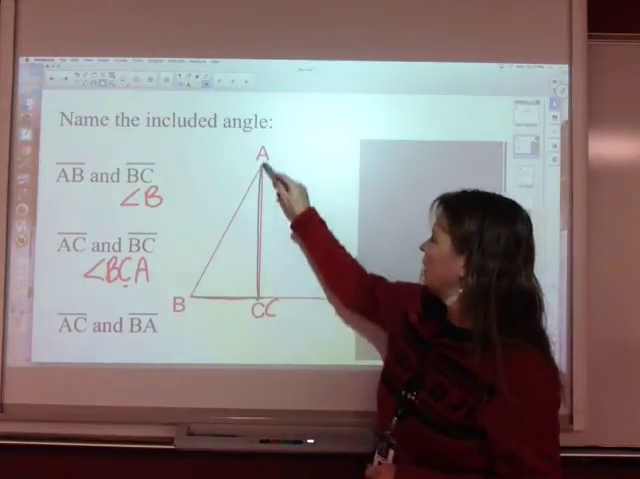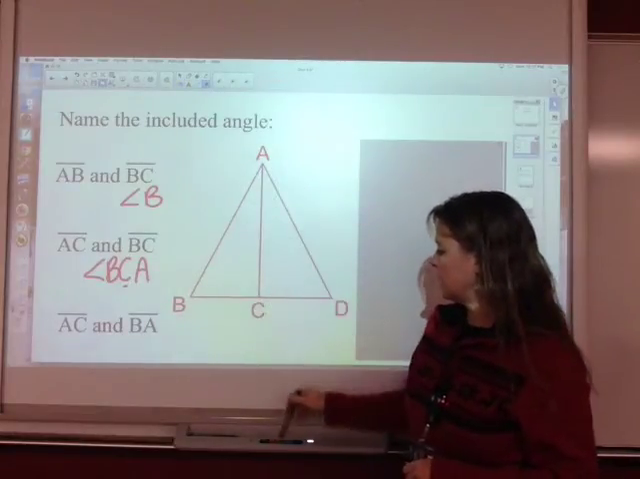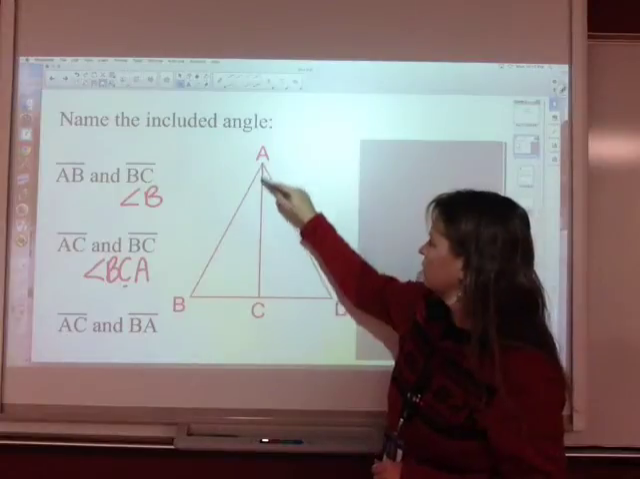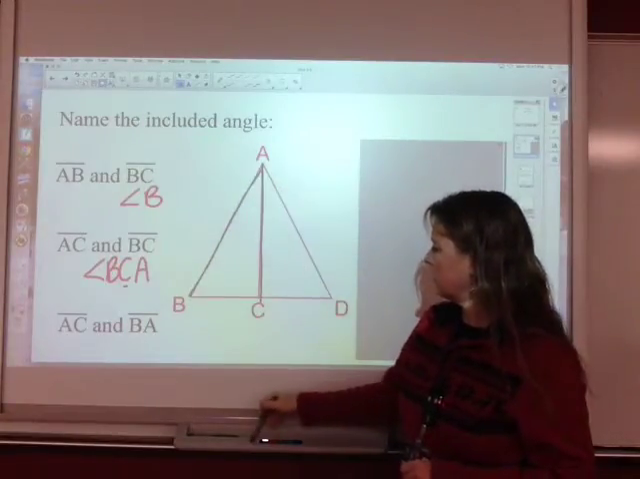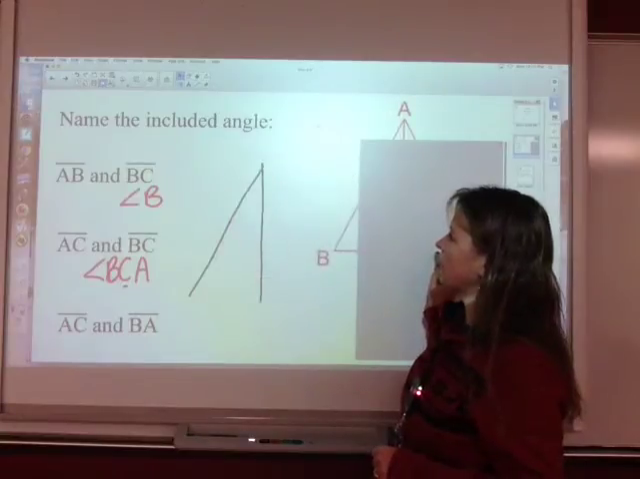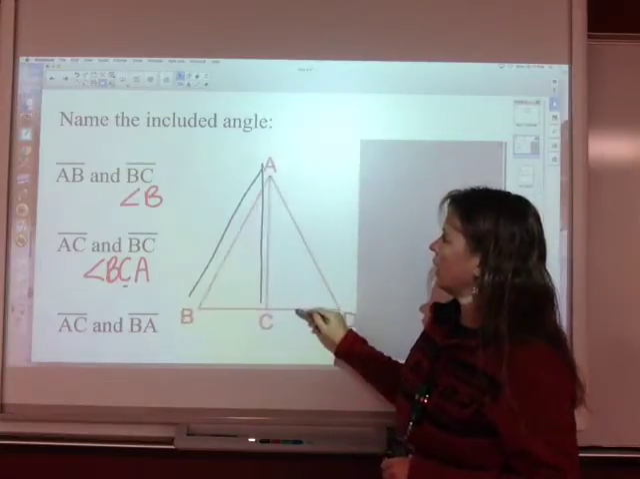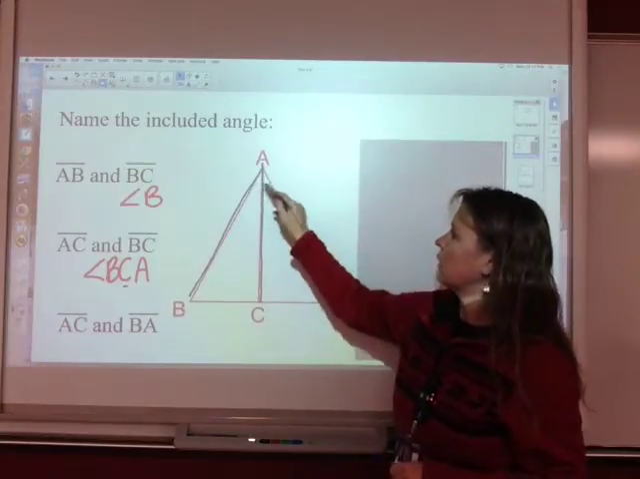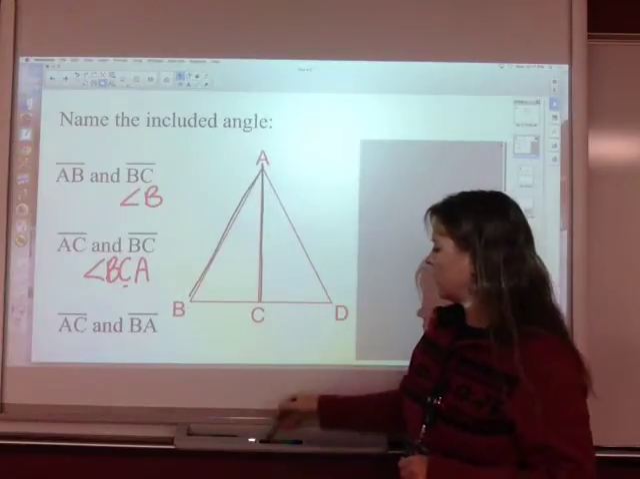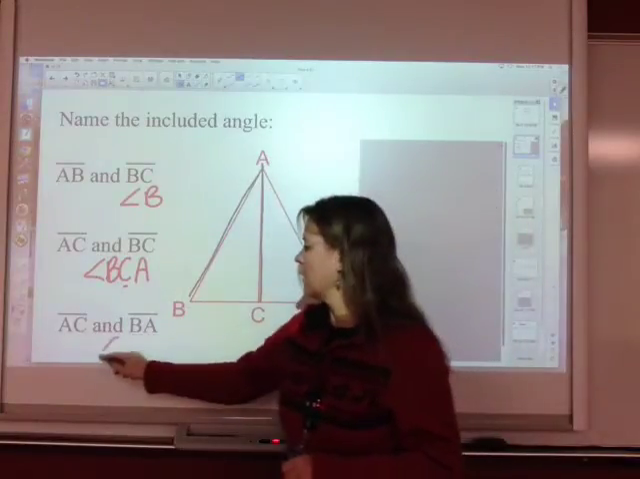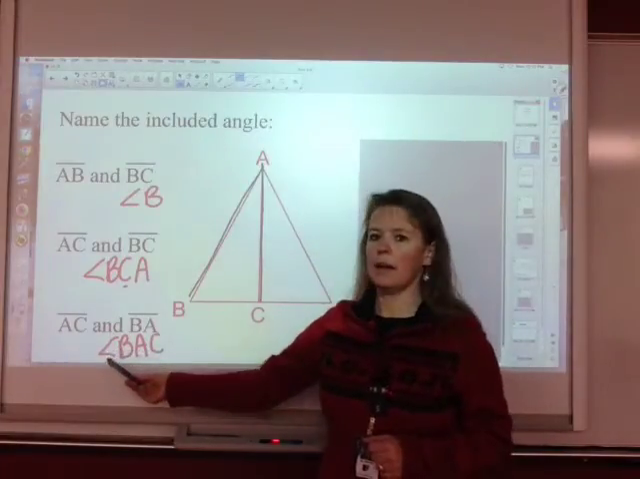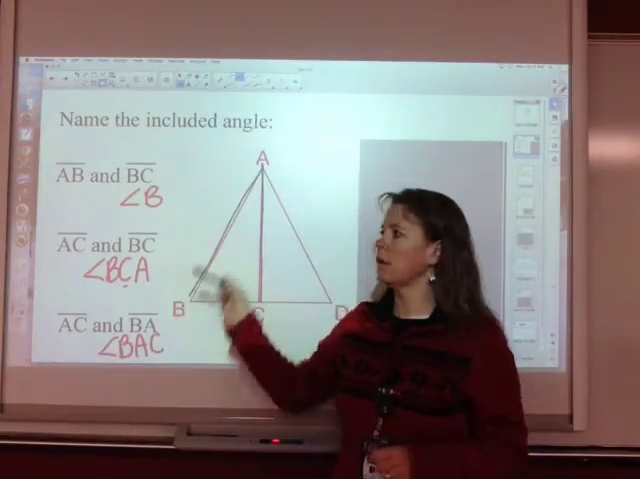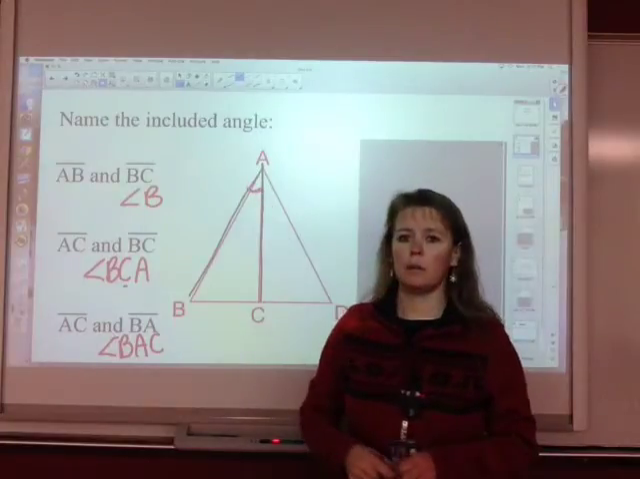Next one. What is the included angle between segment AC and segment BA? Once again, you can see that it's the angle at the top. But I can't call it angle A because I need to decipher between the two different angles. So I'm going to call it angle BAC, or you could call it angle CAB. Either of the two, it has to be the included angle at the top.